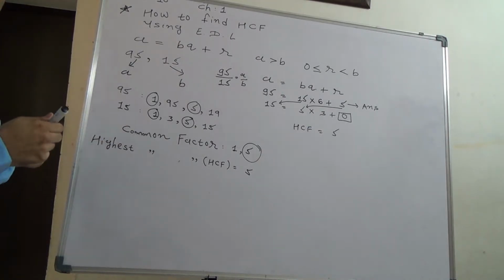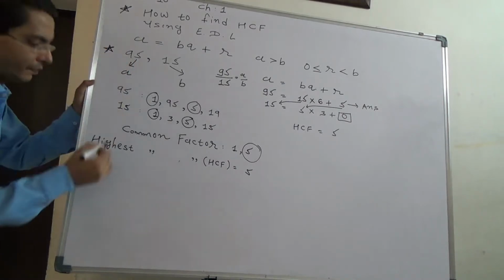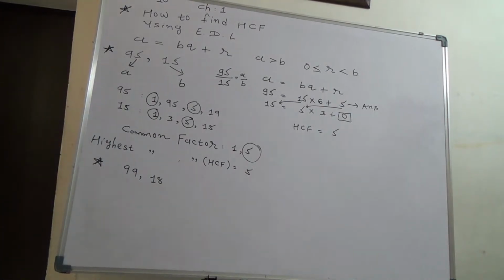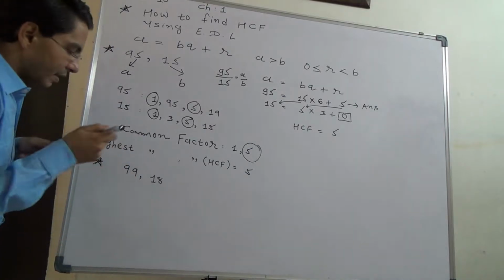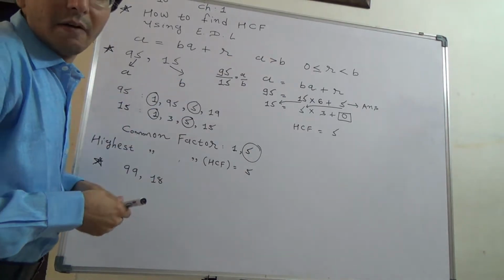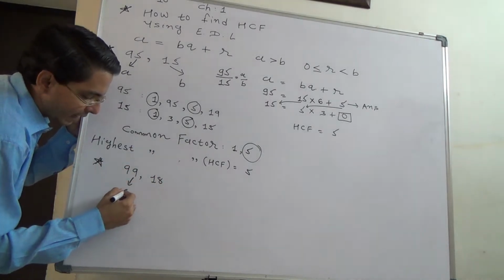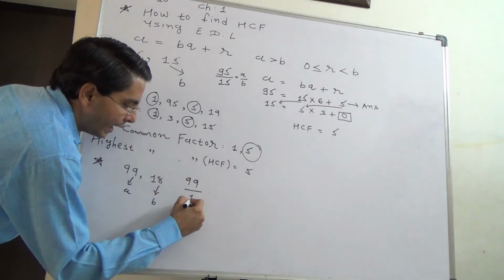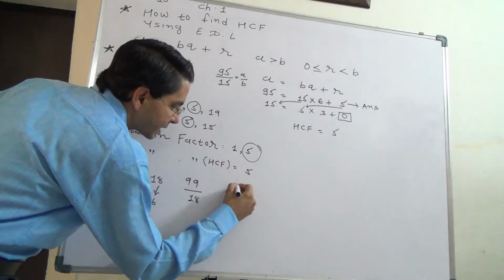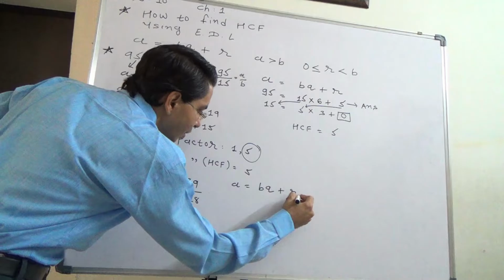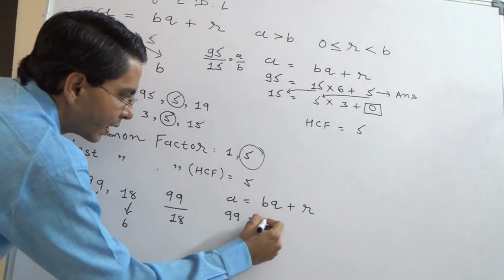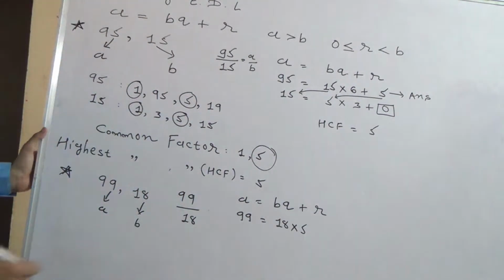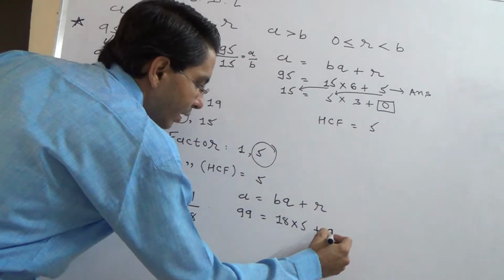Suppose 99 and 18. As per our formula, A is greater than B, so 99 is our A and 18 is our B. So 99 divided by 18, A is equal to BQ plus R. 18 is our B. 18 fives are what? 90, plus the remainder is 9.